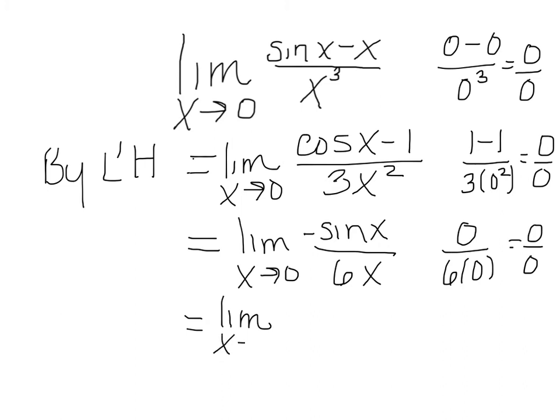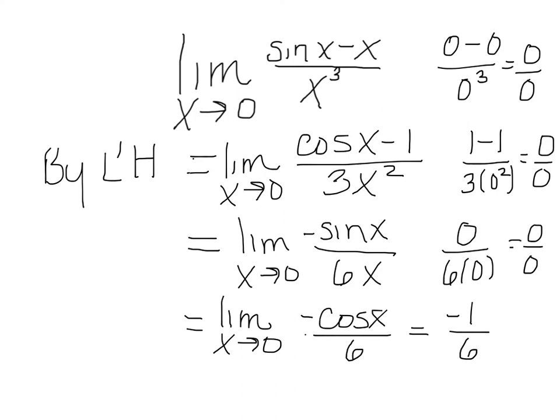So we have that the limit as x goes to 0 would be negative cosine of x over 6. When we plug in 0 here, we'd get negative cosine of 0, which would be negative 1, because cosine of 0 is 1, over 6.